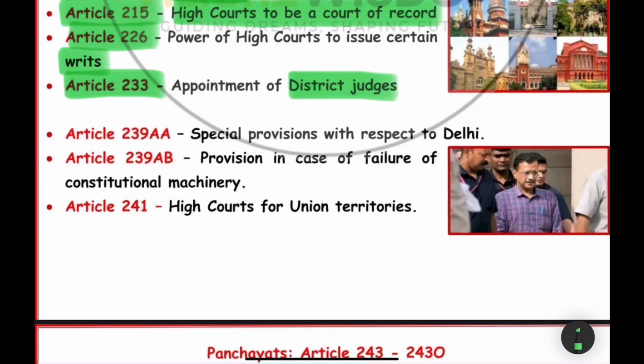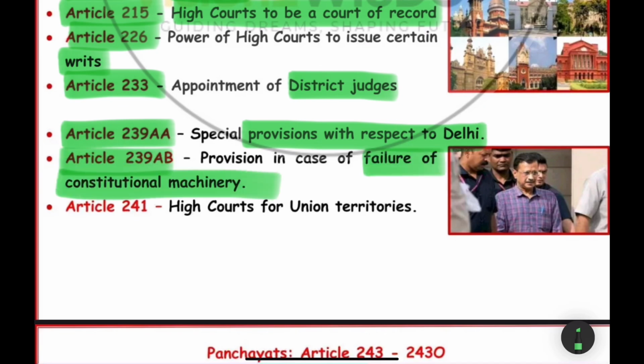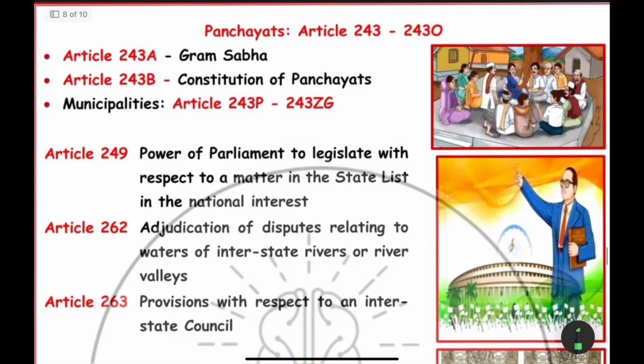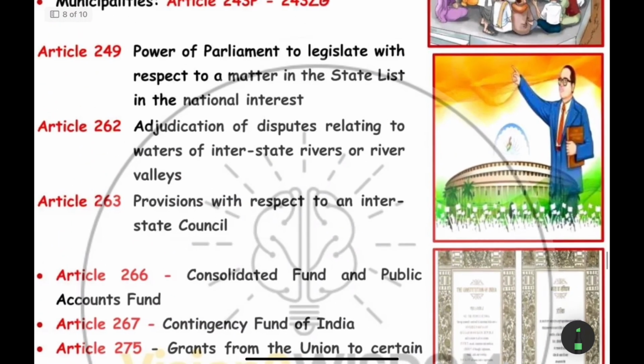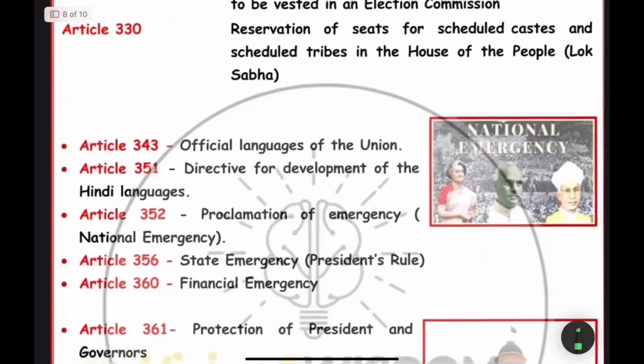Then Article 233, appointment of district judges. Then Article 239AA gives special provisions with respect to Delhi. Article 239AB is provisions in case of failure of constitutional machinery. Then Article 241 gives the High Courts for Union Territories. Now stay with us for five minutes more. We have almost completed it.